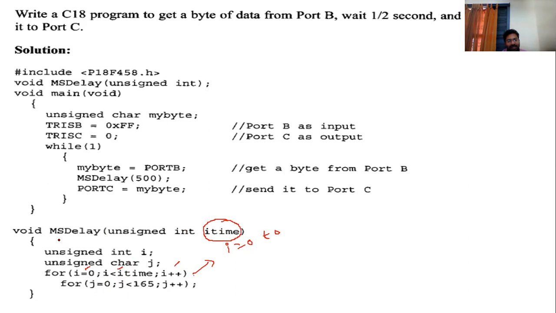This ms delay is assigned to i time. Then what is the value of i time? How much value is there? 500.